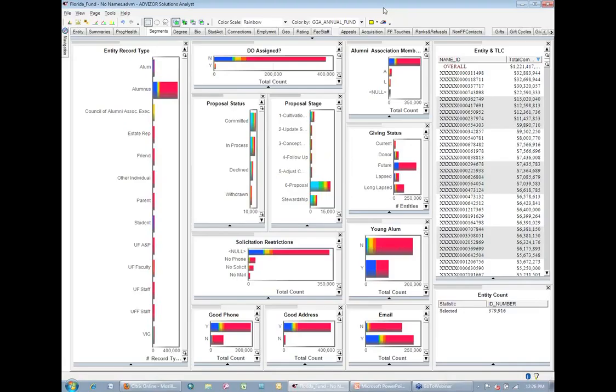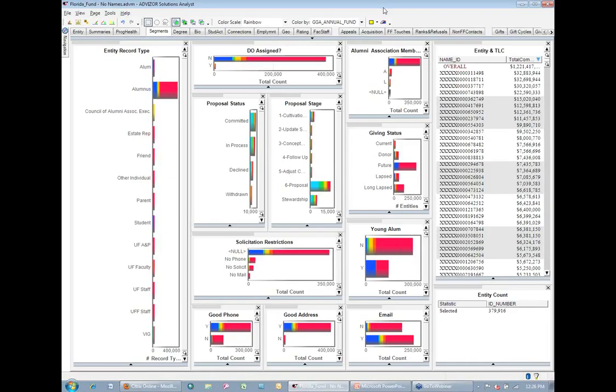So I thought that a good segment to look at, because of some work that I did recently in my analysis hat, is I determined that our multi-generational gators tend to be really good givers. They give more on average than alumni who don't have children who went to University of Florida or who go to University of Florida. And it's just a really good segment for our population.